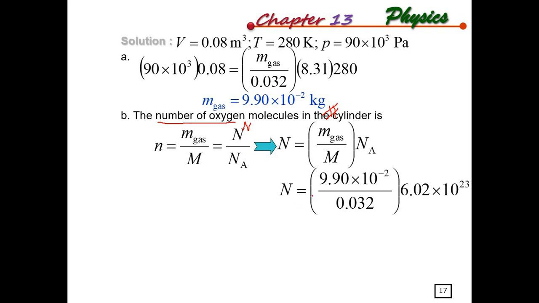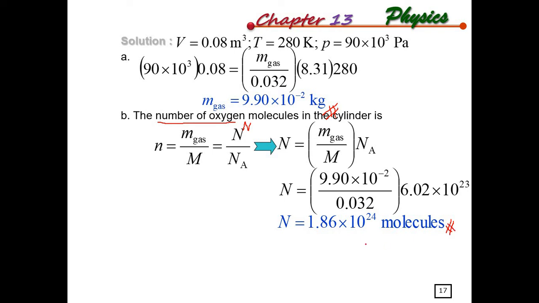N equals the mass, 9.90 times 10 to the power of minus 2 kilogram, over the molar mass for the oxygen, 0.032, times the Avogadro number 6.02 times 10 to the power of 23. So we get the number of oxygen molecules in the cylinder is 1.86 times 10 to the power of 24 molecules. Okay, this is the answer for question B.